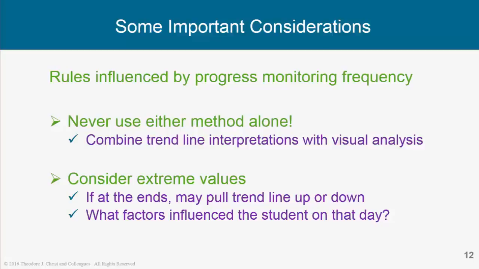Also, when visually analyzing data, you'll want to consider extreme values, especially those that fall at the ends of the time series. If they fall at the end of the time series, they may pull your trend line up or down. Now think about the extreme values in terms of factors that may have influenced the student on that day, and note these in the FAST system. Sometimes if there's a fluke administration that really does not fit the trend of the rest of the data, it may be best to disregard this information.